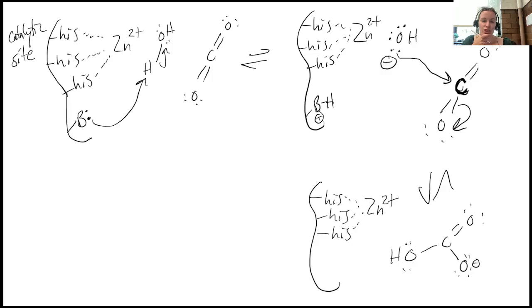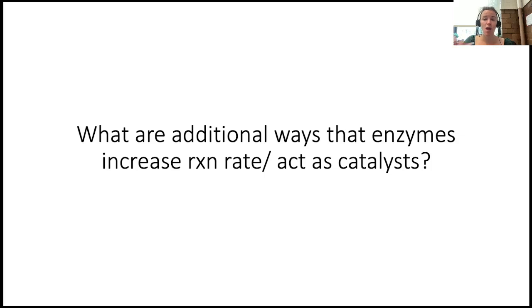that we have reached our final destination here, folks. The zinc is the first time we've seen a metal ion cofactor performing the catalytic role in a mechanism by mostly doing some charge stabilizing. So pretty cool stuff. Now we're going to move on in the next video to discuss some additional ways that enzymes increase reaction rate and act as catalysts.